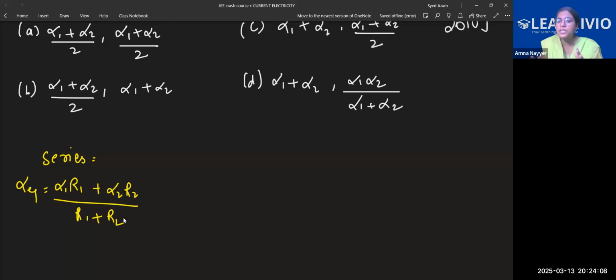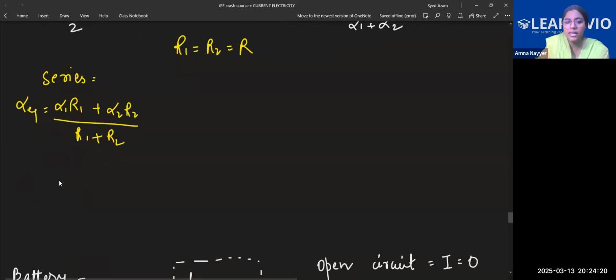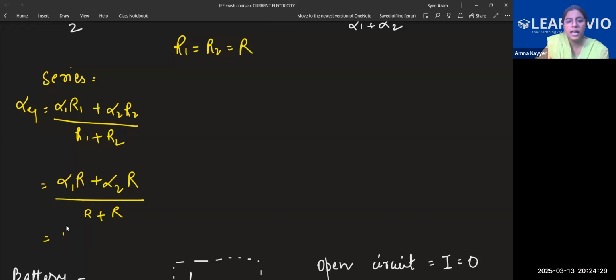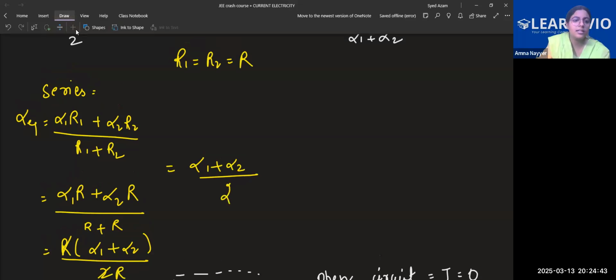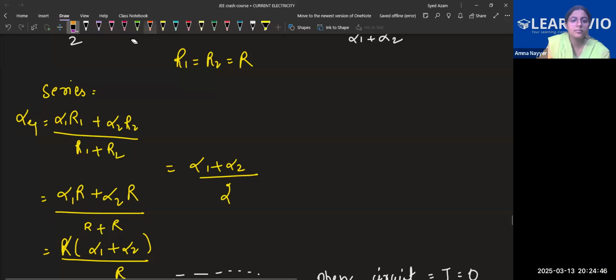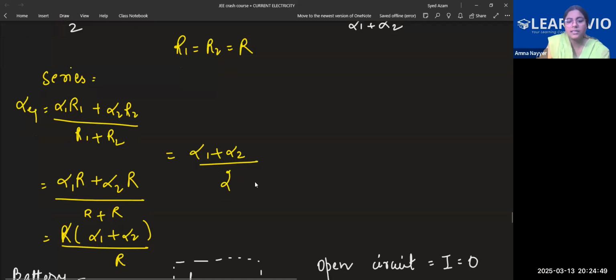The advantage of this question is that it is saying same resistance. So same resistance means R1 equals R2, which is R only. So this, which was supposed to be a very difficult question, is actually very easy. If I put the values, alpha 1 R plus alpha 2 R divided by R plus R. From here, I'll have R common, alpha 1 plus alpha 2 divided by 2R. R gets cancelled and I get alpha 1 plus alpha 2 divided by 2.